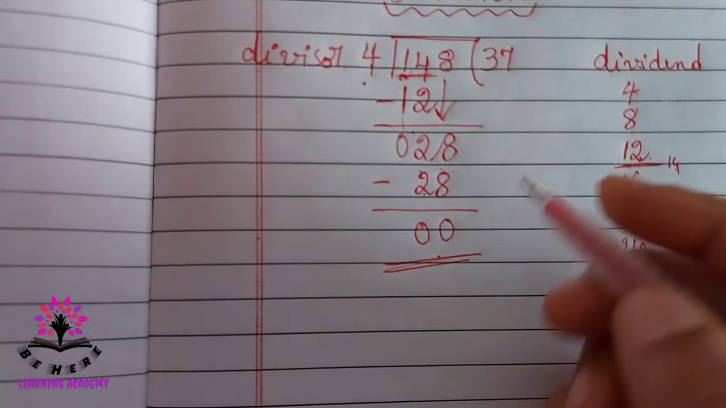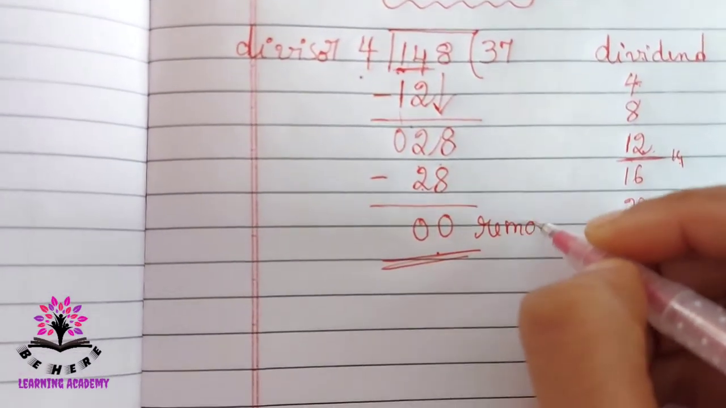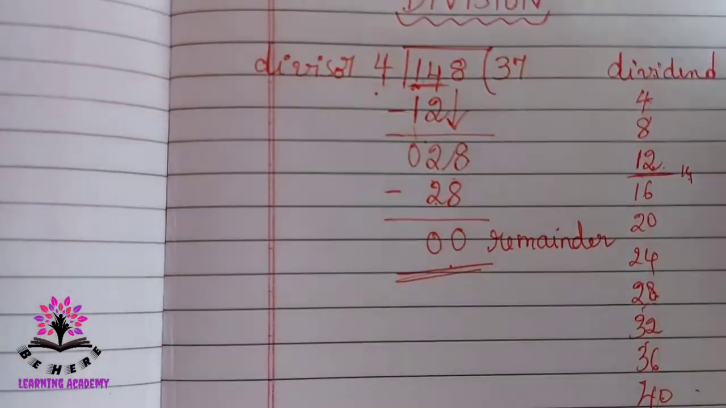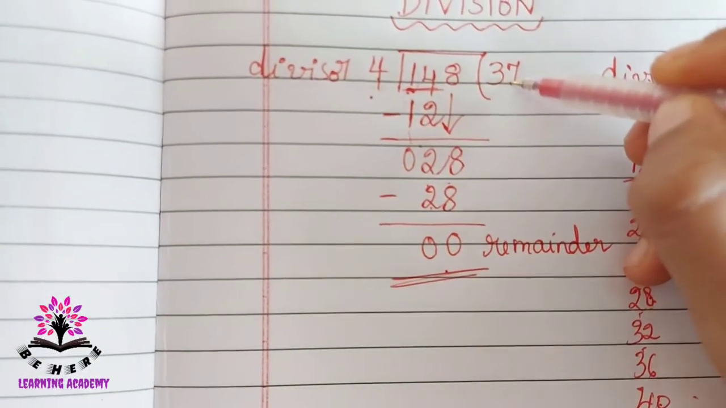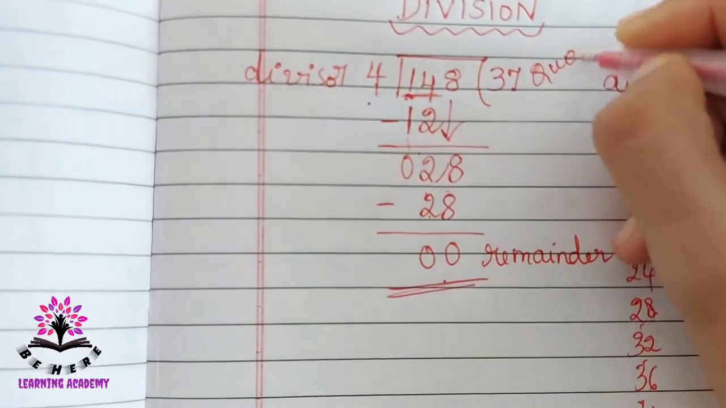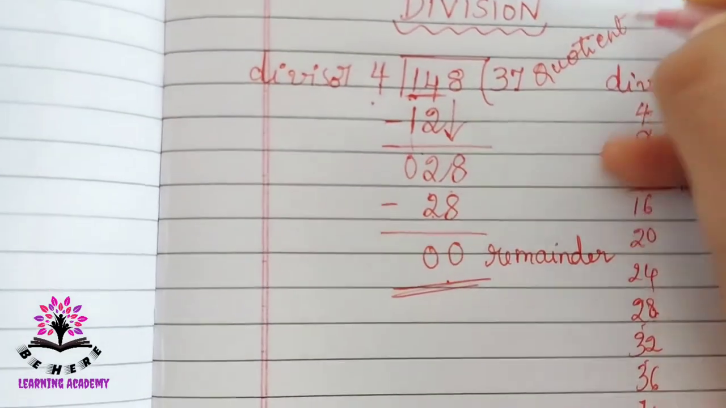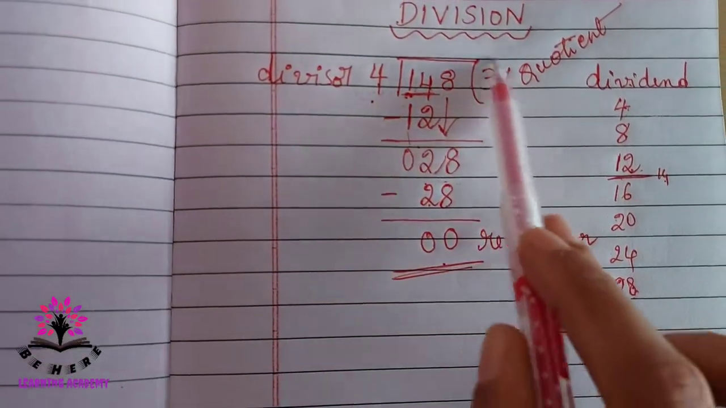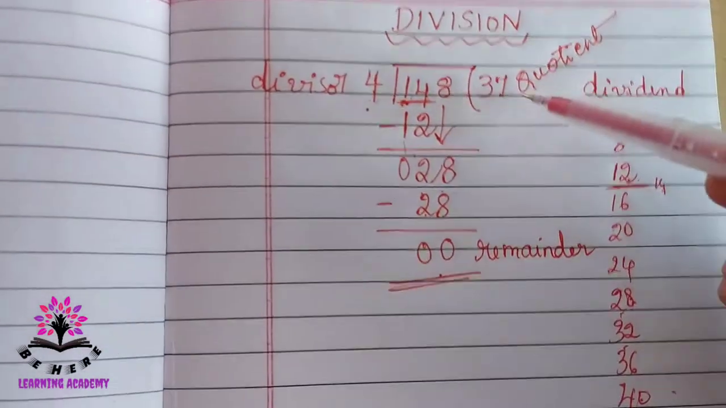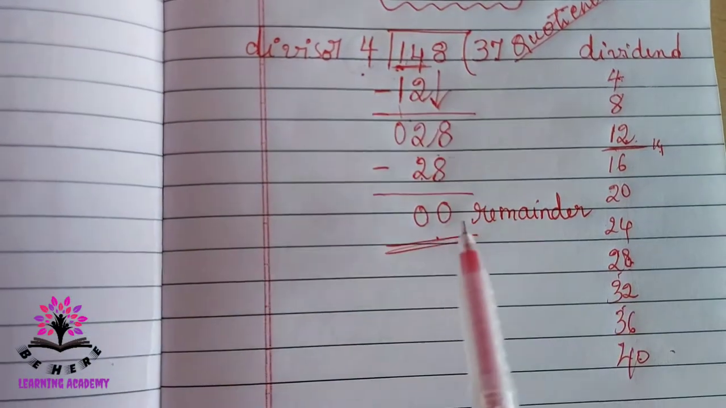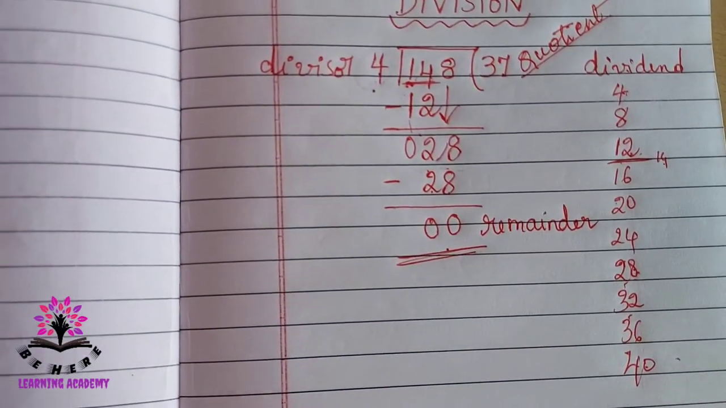So, this is nothing but the remainder. Okay, this is the remainder and this is the answer of this division, and we call that answer the quotient. Okay, so 4 is the divisor, 37 is the answer, so we call it the quotient, and 148 is the dividend, and this is the remainder.